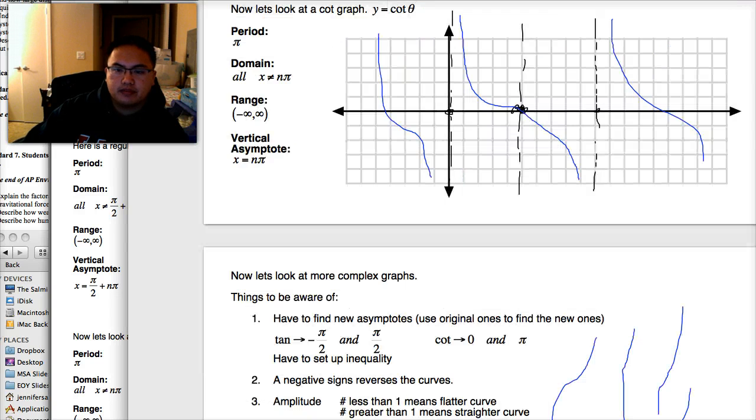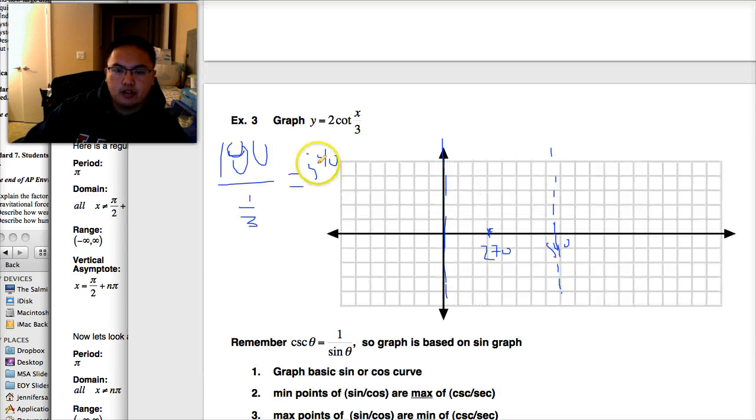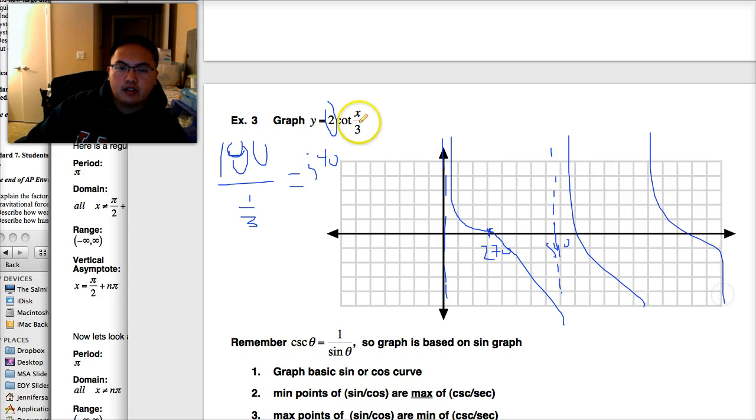So what I'm going to do is go from here, and see how this number is 2, so it's supposed to be a little bit steeper. So I'm going to make it a little bit straighter, like so. It's not the nicest graph, but that's how it looks, and then it repeats forever and ever. That's how you graph tangent and cotangent.